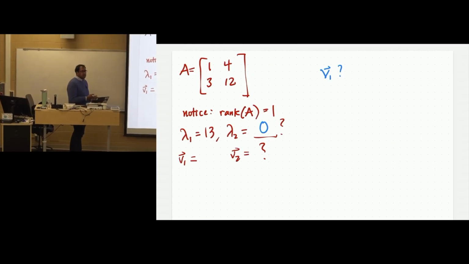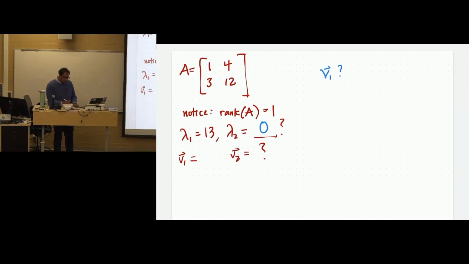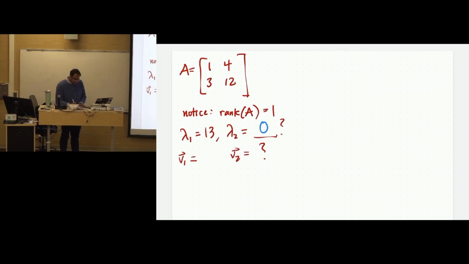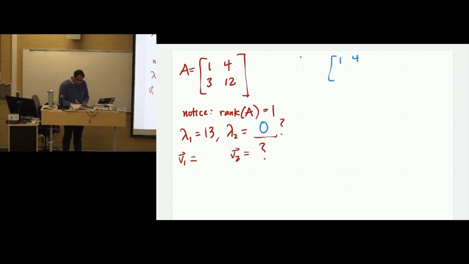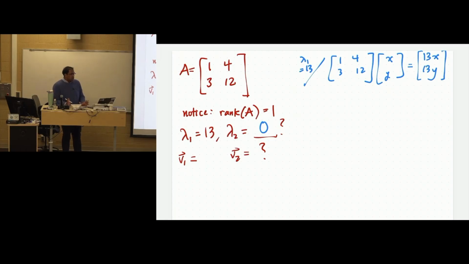Yeah, it's set up like a system of equations. So it's like v1 plus 4v2 equals 13. Yeah, all we're looking for are scalars. You know what, I'm not going to use v1 and v2 because those refer to vectors here. Let's call them x and y, such that what you get back out is 13x and 13y. We agree with that?